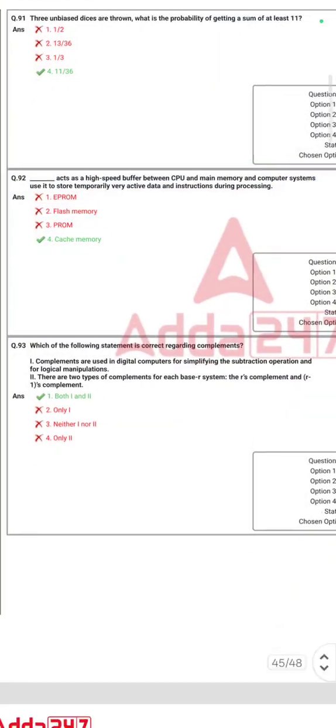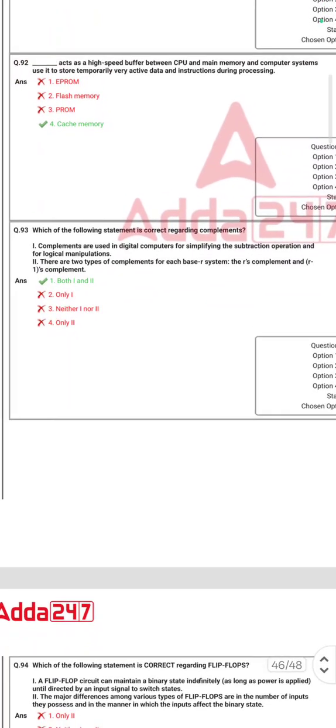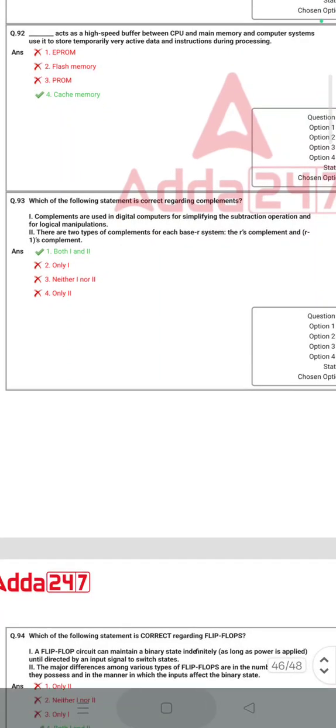Okay. Which of the following statements are correct regarding complements? 1. Complements are used in digital computers for simplifying the subtraction operation and for logical manipulation. 2. There are two types of complements for each base R system: the R's complement and the R-minus-1's complement. Both 1 and 2 are true.